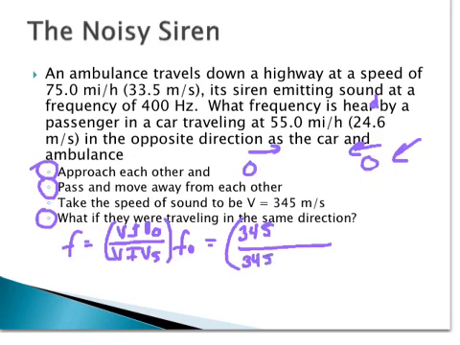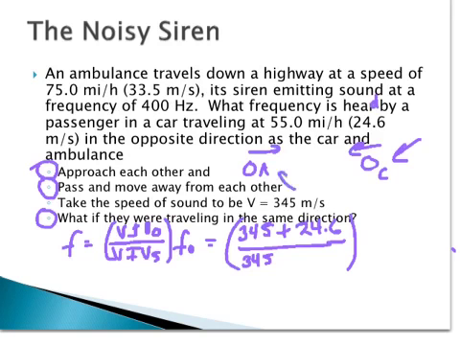Now, the ambulance here is shown moving to the right, the car is moving to the left, so they are both approaching each other. If you think about the signs, the observer is approaching the source, so in the numerator we add its speed, in this case 24.6 meters per second. Don't mind the units, running out of space. And then in the denominator you have 345 meters per second.